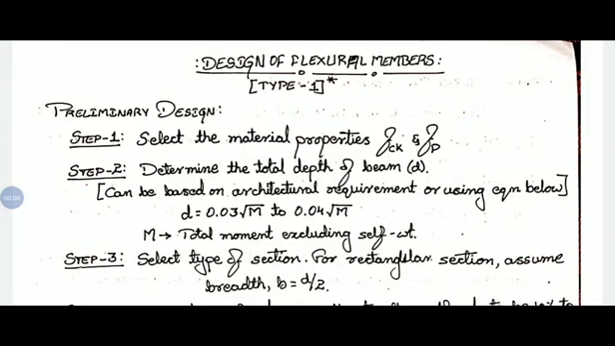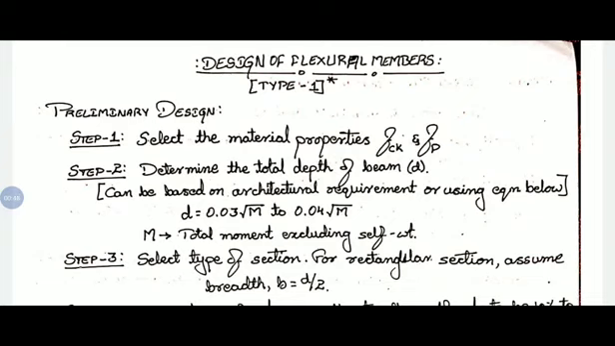Hello everyone. Today we will discuss the design of flexural members. In previous classes we have discussed the analysis of flexural members. In flexural design we will have two different stages: one is preliminary design and another is final design. In preliminary design, we mainly concentrate on the design of the cross section of the member: the cross section dimensions, the area of steel required, the area of cross section required, and all those things.